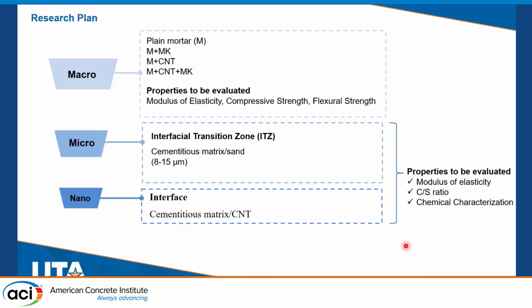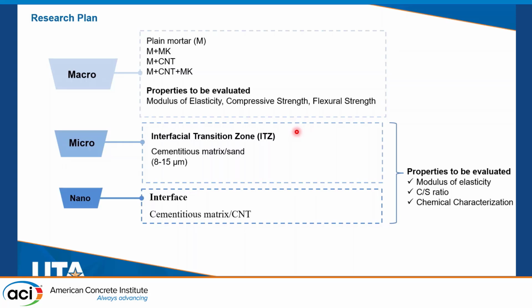To investigate it, we came up with a research plan which has a macro to nanoscale approach. First, we calculate the macromechanical properties, modulus of elasticity, compressive strength, and flexural strength for these 4 samples: plain mortar, which serves as control, mortar with metakaolin, mortar with carbon nanotubes, and a mortar with the combination of them both. Then, as we all know, the ITZ, which is a region around the aggregate, is very crucial in determining the macromechanical performance. So it's very important to investigate how the addition of these two materials is affecting the ITZ.